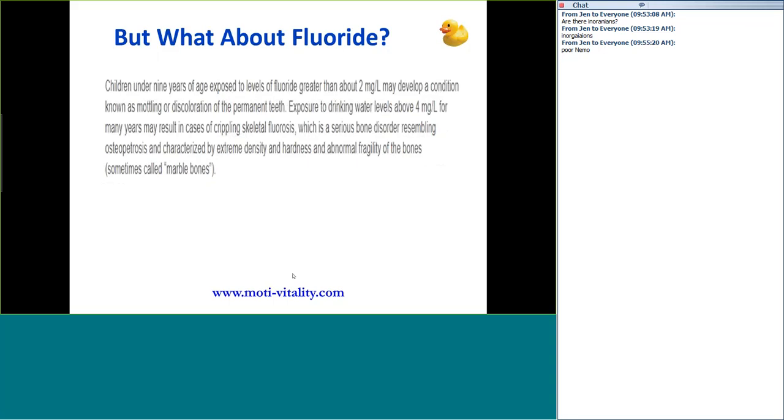This is strictly from the Water Quality Association. Children under 9 years of age exposed to levels of fluoride greater than 2 parts per million may develop a condition known as mottling or discoloration of the permanent teeth. Exposure to drinking water levels above 4 parts per million for many years may result in cases of crippling skeletal fluorosis, which is a serious bone disorder resembling osteoporosis and characterized by extreme density and hardness and abnormal fragility of the bones, sometimes called marble bones. I don't want a municipality putting that in my water. I want to take it out. That's just my personal opinion.